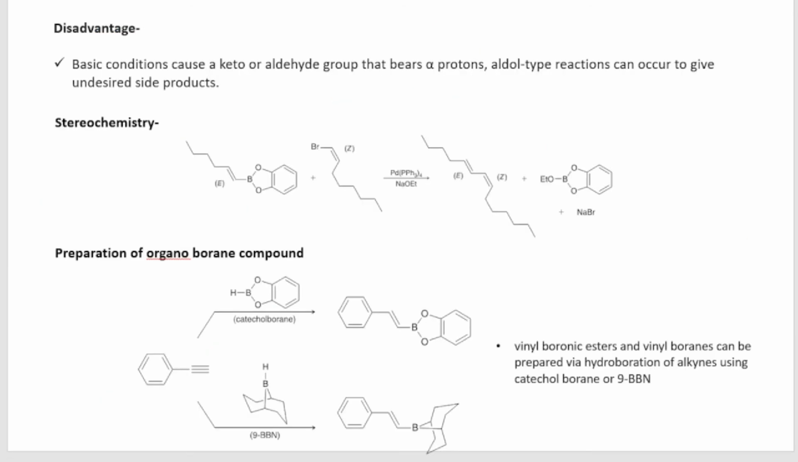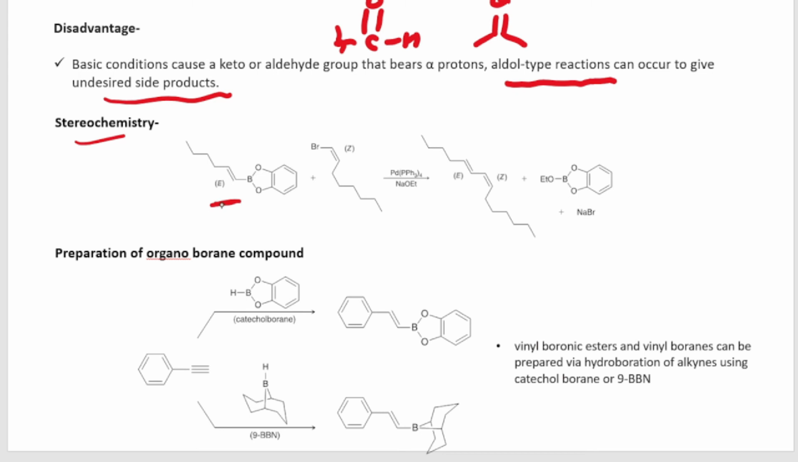So what are the disadvantages of the Suzuki reaction? If there is an aldehyde group that has alpha hydrogen and also a ketone having alpha hydrogen, this will go under aldol type of reaction and give you undesired products. Stereochemistry: there remains retention of configuration. E reacting with Z, you will get an EZ compound. So there is retention of configuration.